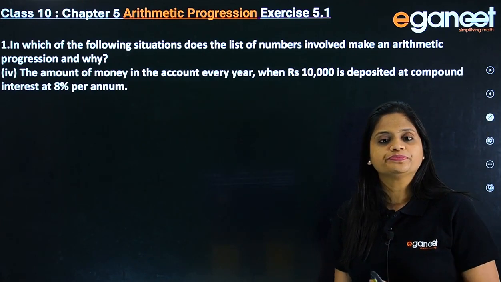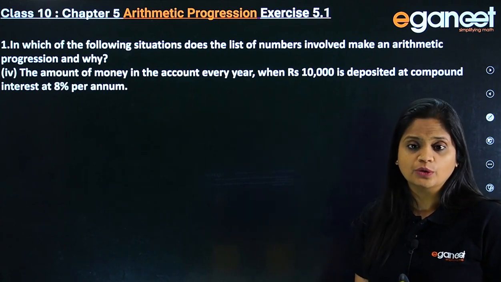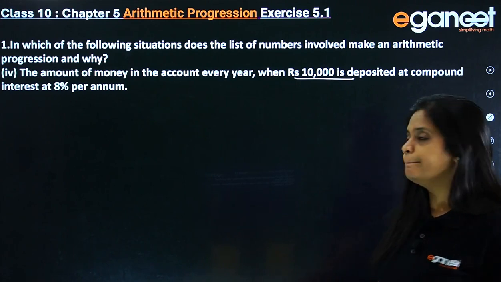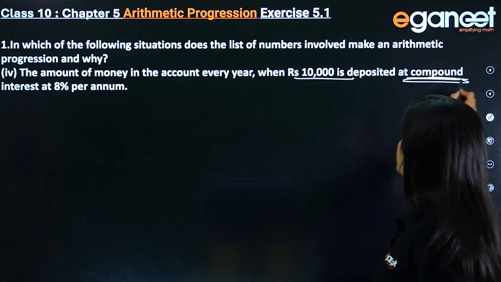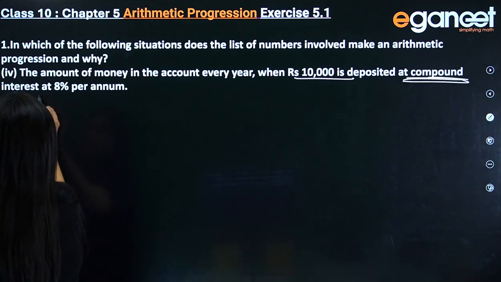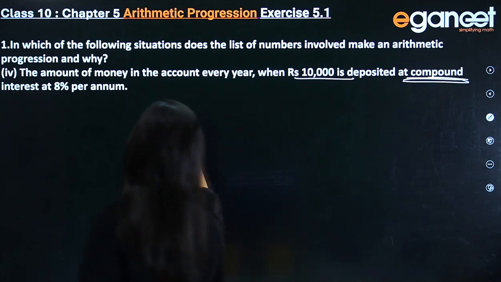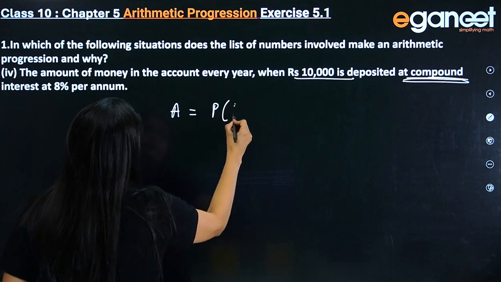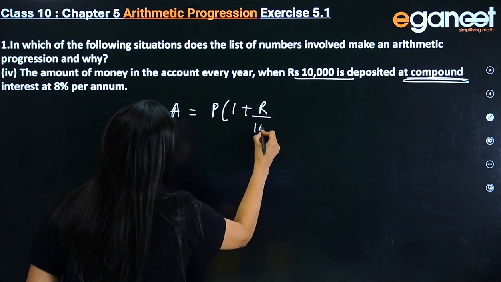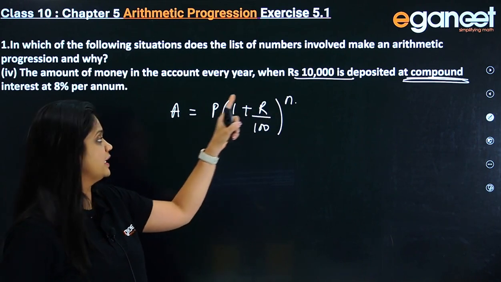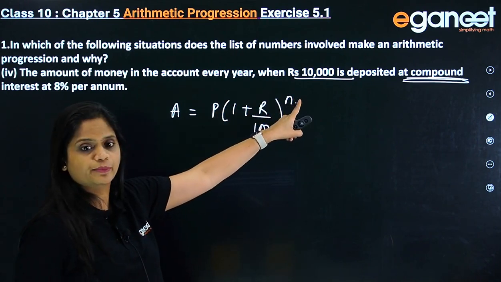Let's take the next one. The amount of money in the account every year when 10,000 is deposited at compound interest. Observe the word over here. It is compound interest at 8% per annum. We know that the amount equals P into 1 plus R upon 100 to the power N, where the alphabets have their usual meanings: principal, rate of interest and number of years.